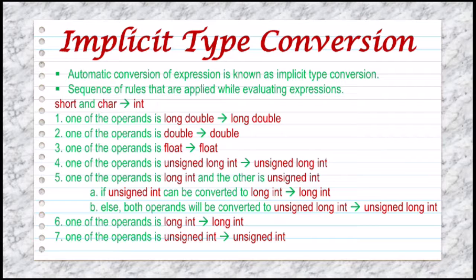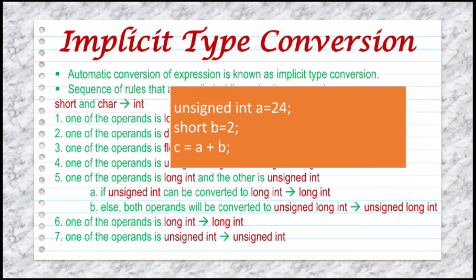The seventh one: else if one of the operands is unsigned int, the other will be converted to unsigned int and the result will be unsigned int. So in the given example, a is declared as unsigned int and b as short. Because unsigned int is present, a plus b, the result will be in unsigned int.